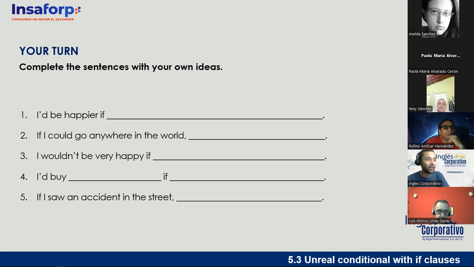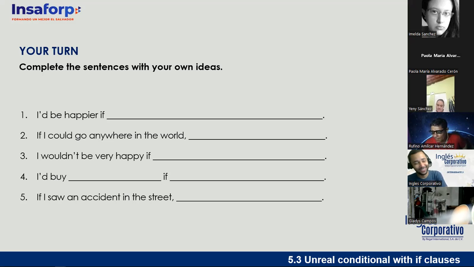Okay. Imelda, then Paola, then Jenny, and then Amilcar. So Imelda, please. If I saw an accident in the street, I wouldn't know what to do to help. Okay, I guess it depends on the magnitude of the accident. If it's a mild accident and you see a person trapped and you can help the person out, you can do it. But if it's a very bad accident and people are injured, it's a bad situation, probably you should stay away.